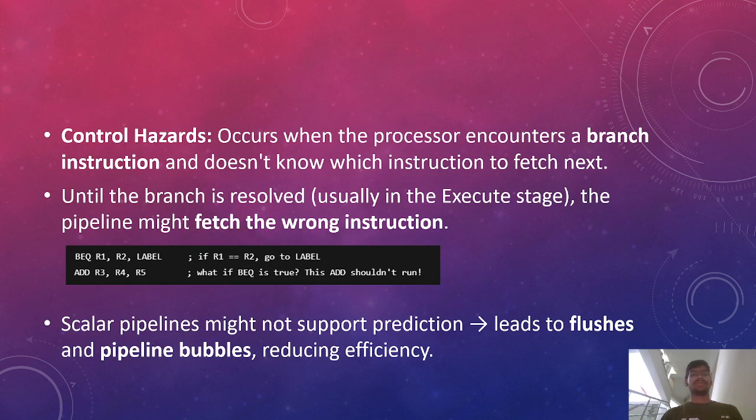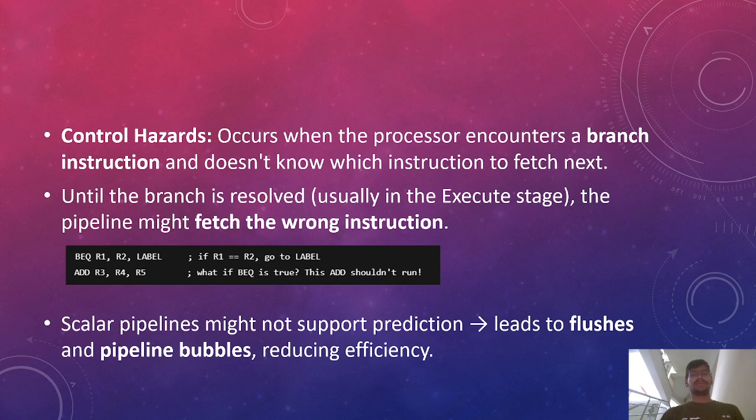There's one more problem associated with it, that is control hazard. It occurs when the processor encounters a branch instruction and does not know which instruction to fetch next. Until the branch is resolved, the pipeline might fetch the wrong instruction. For example, if R1 is equal to R2, then we have to go to the label. What if the branch is true? This add should not run.